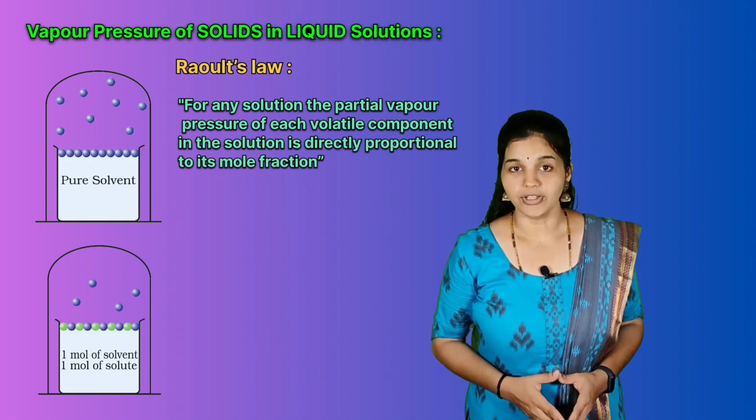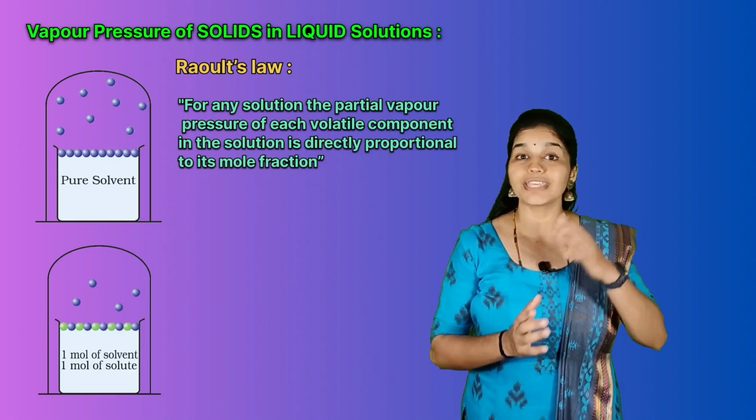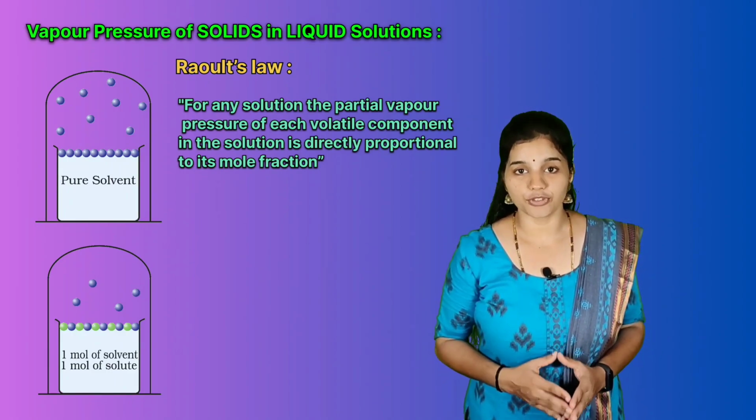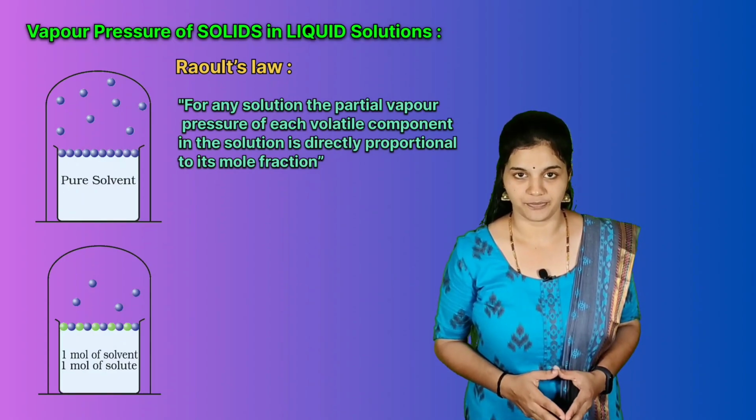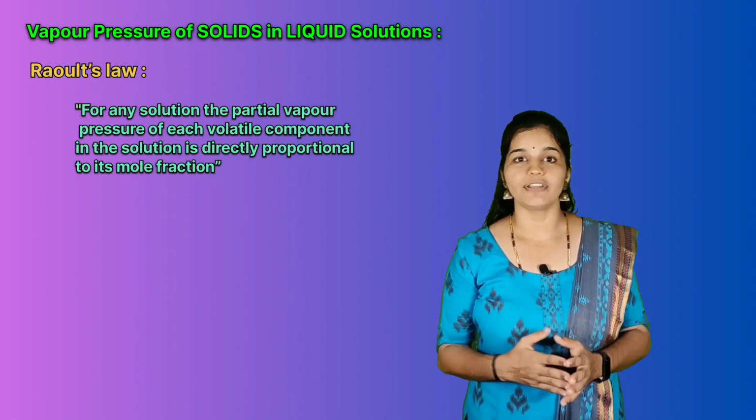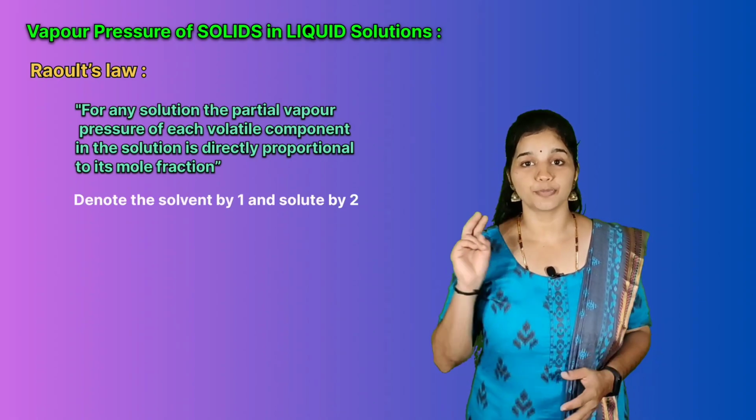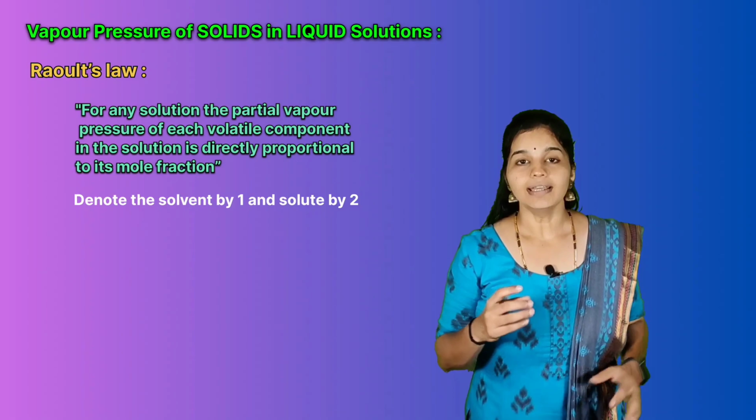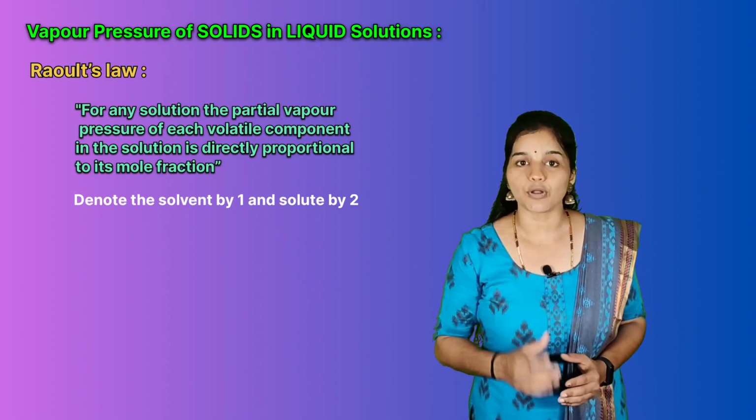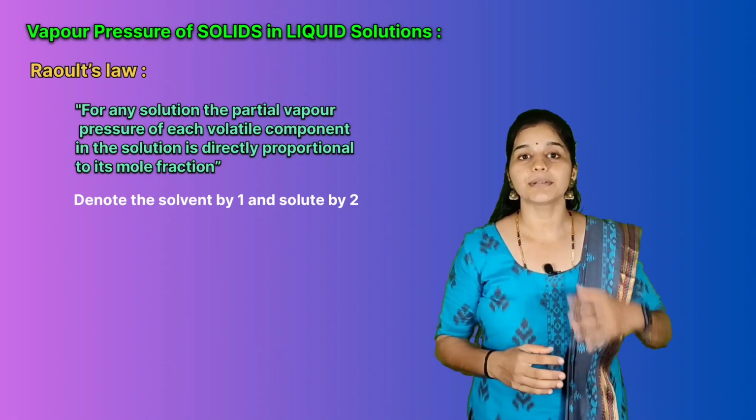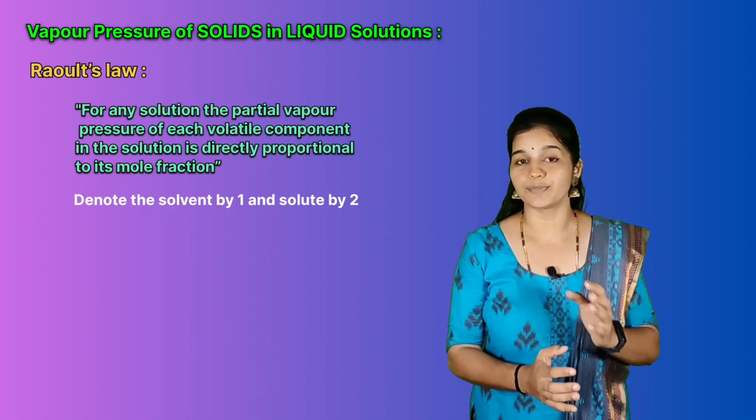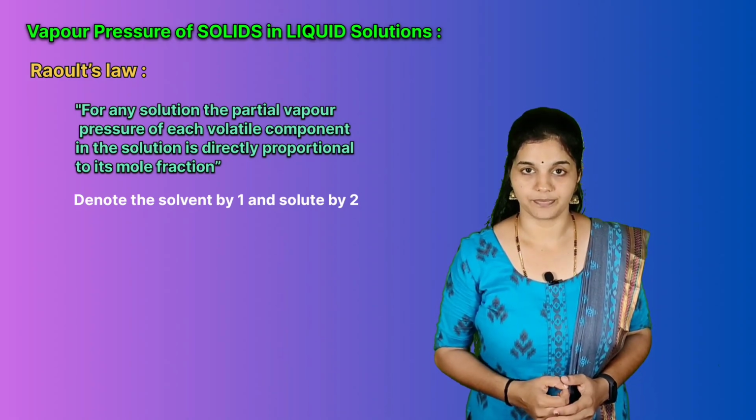For any solution, the partial pressure of each volatile component in the solution is directly proportional to its mole fraction. In a binary solution, let us denote the solvent by 1 and solute by 2. When the solute is non-volatile, it is only the solvent molecules that are present in the vapor phase, and they alone contribute to the vapor pressure.